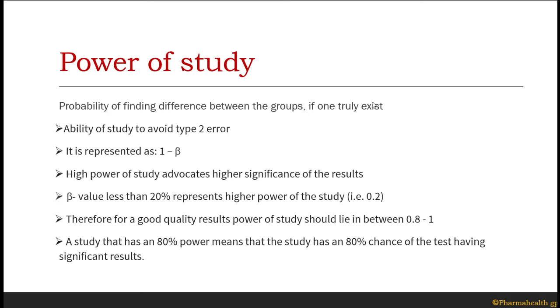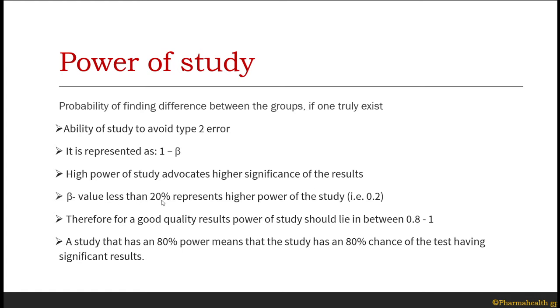So if the difference is there, power of study will signify the probability of finding the difference between those groups, if it does exist. In simple words, power of study is the ability of the study to avoid type 2 errors and is represented as 1 minus beta, where beta is the probability of type 2 error. So high power of study advocates higher significance of results.